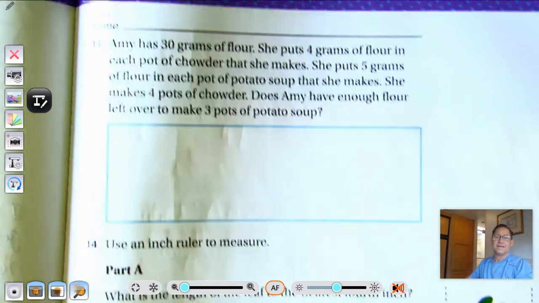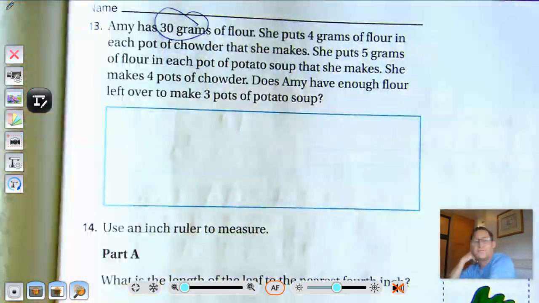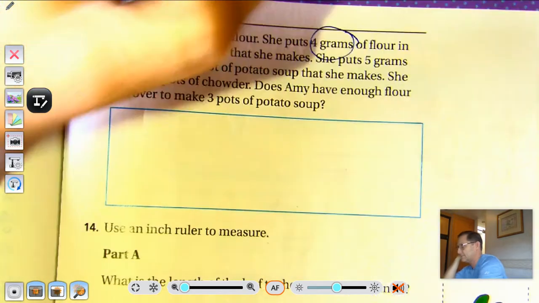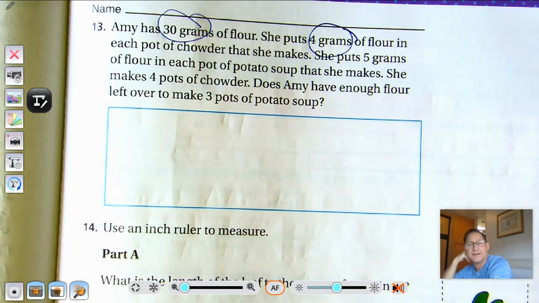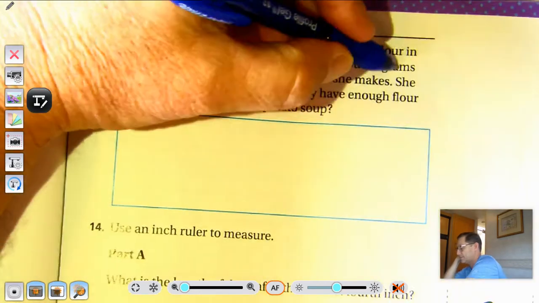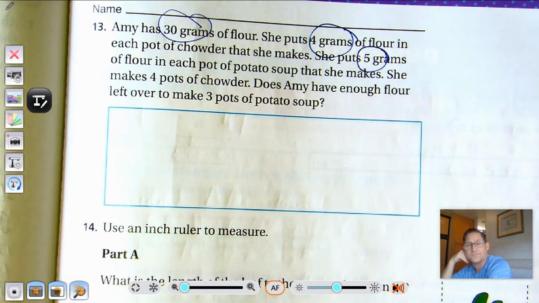All right, 13. Amy has 30 grams of flour. She puts 4 grams of flour in each pot of chowder that she makes. She puts 5 grams of flour in each pot of potato soup that she makes. She makes 4 pots of chowder. Does Amy have enough flour left over to make 3 pots of potato soup?